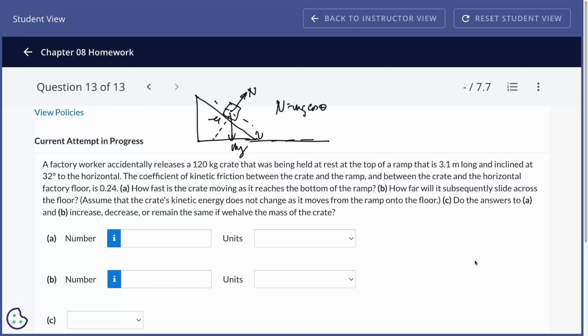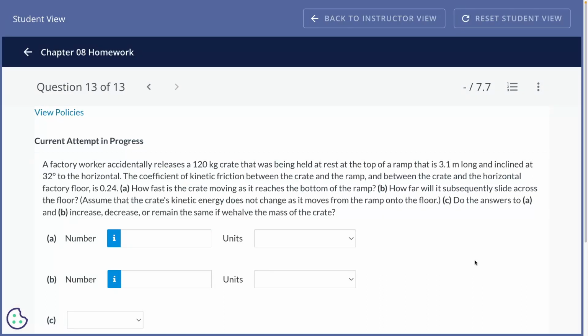Okay. Do the answers A and B increase, decrease, or remain the same if we halve the mass of the crate? Well, how do you know if it's going to depend on the mass? Yeah, if you're doing the setup and you leave it symbolically and the mass cancels out, does it matter what the mass of the crate is? No. I would just do physics to answer that question.